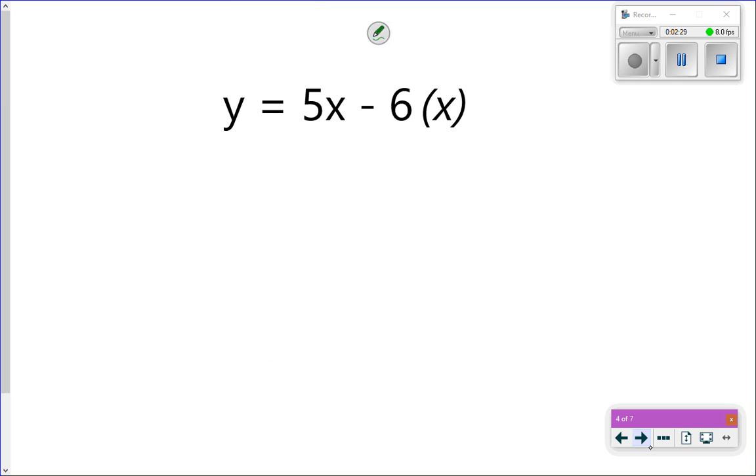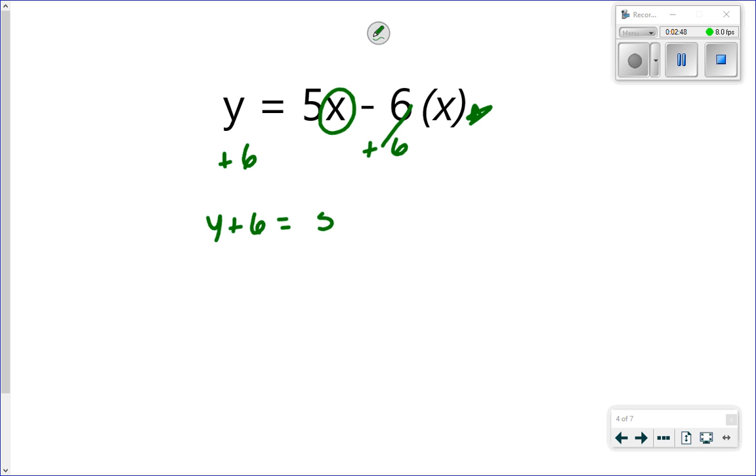Next one, I've got y equals 5x minus 6. And then this x in parentheses, that just means that that's what we're solving for. So I'm going to put a circle around x. Now I need to get x by itself, so I need to start moving things away from it. So I'm going to start by adding 6 to both sides. So y plus 6 equals 5x.